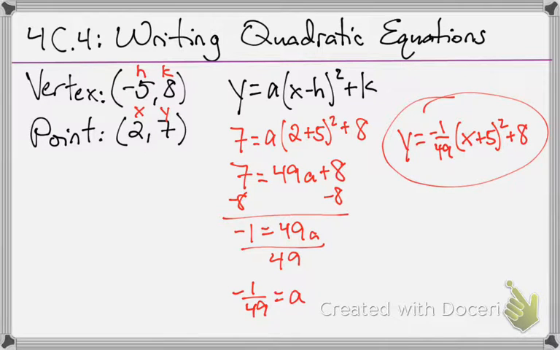So not a really complicated process. You need to know the vertex is h and k. Your given point represents x and y. And then it's just a matter of substituting in to find a using basic algebra skills that you've done a bazillion times. And then at the end, making sure when we write the equation, you plug in the a, the h, the k, and then that's it. You're not going to do anything more with the equation from there. So that's how you go ahead and write a quadratic equation, specifically in vertex form.